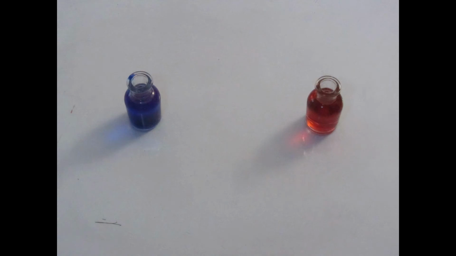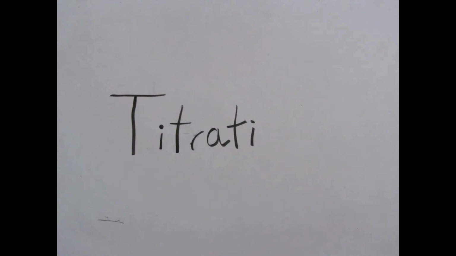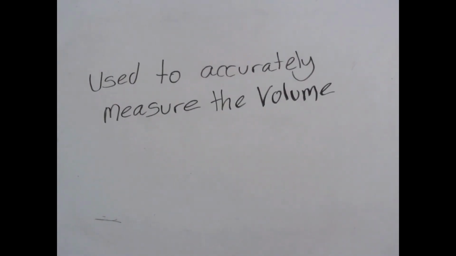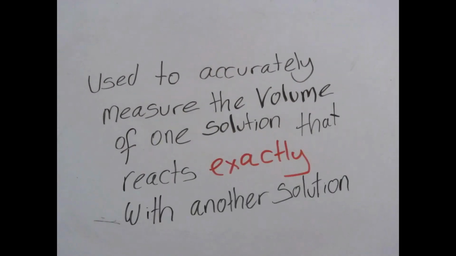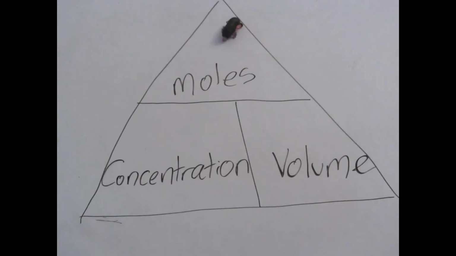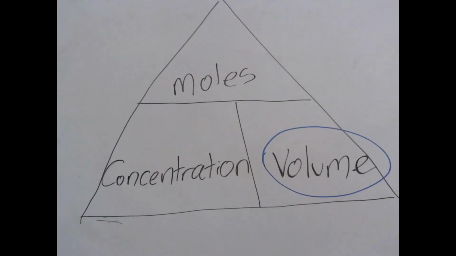But how much base do we need to react with an acid? This is where we use titration. Titration is a method used to accurately measure the volume of one solution which reacts exactly with another solution. We use our equation of volume, concentration, and moles. If we know the volume or the concentration of something, we can work out the rest.